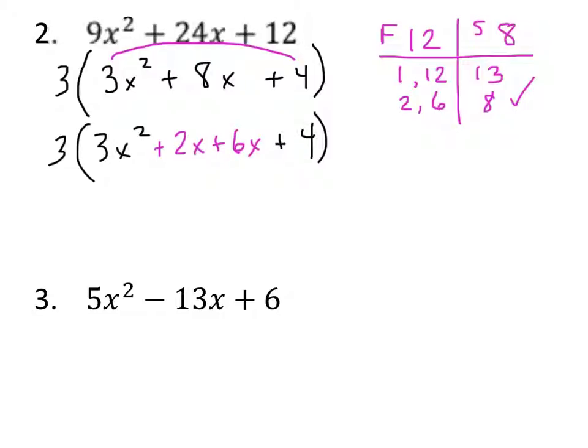And here I'll split this in half. I'm still going to bring down the 3 and the big parentheses. Now I'll factor out the greatest common factor of each side of my blue line. Between 3x squared and 2x, the biggest thing they have in common is just an x.